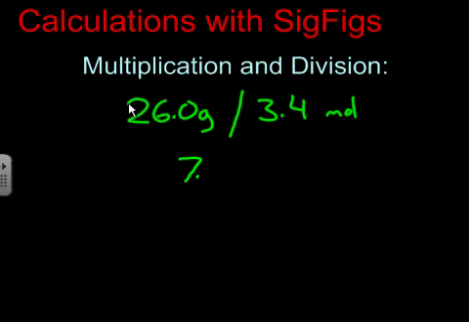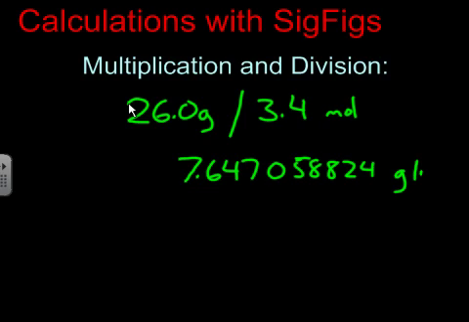So punch that in your calculator. You get this enormous number, a number that you know instinctively you should not put all of that down on the paper. And if you do, it's going to be wrong. But you kind of know that anyway. So we got 7.647058824 grams per mole. I don't want to put all that down.